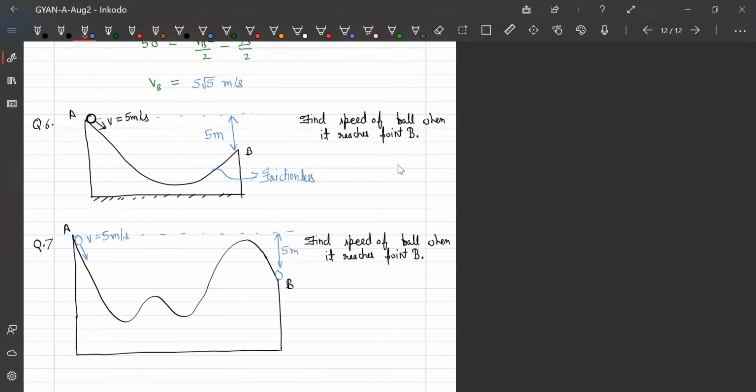Similarly, calculate the speed of the ball when it reaches point B in these two cases. Remember, you have to consider all of the work done. All of the work consider करने के लिए सारे forces consider करने पड़ेंगे. And this part is fixed, so no need to worry about this doing any work by moving. Tell me the velocity in this case, question number 6. 5 root 5.